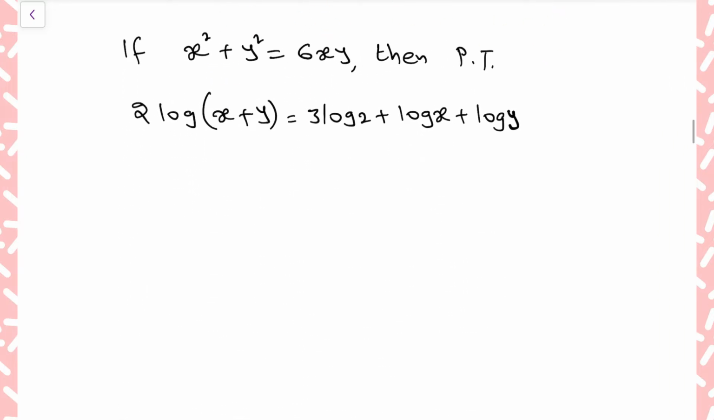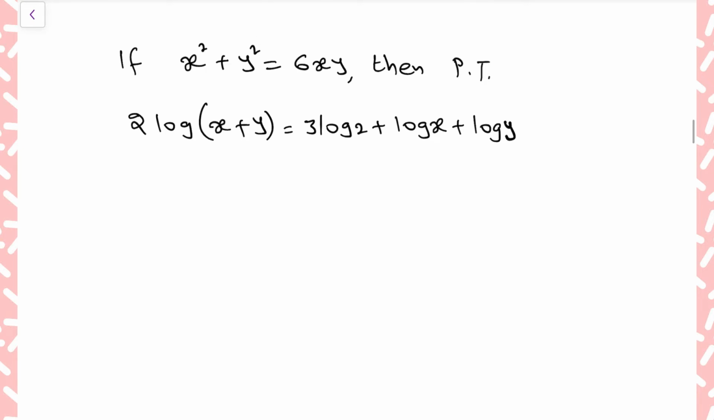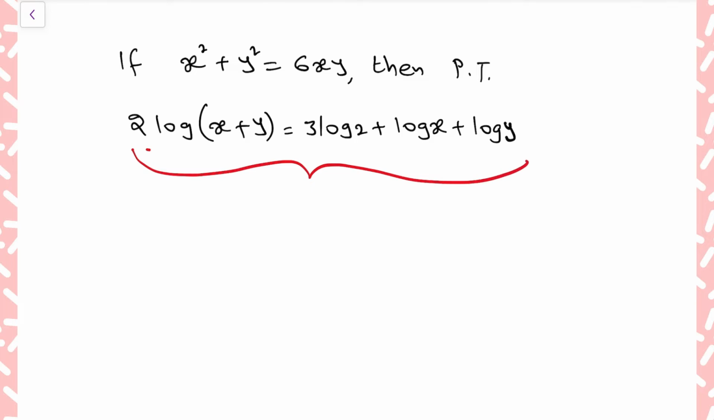If x square plus y square equals 6xy, then prove that 2 log of x plus y equals 3 log 2 plus log x plus log y. So in this kind of question, the first thing we need to observe is whether it has any positive symbols or any negative symbols. If you observe this question, in this total we have plus symbols only. So if the question consists of all plus symbols, then we need to add 2xy. In case at least one negative symbol is there, then we need to subtract 2xy.